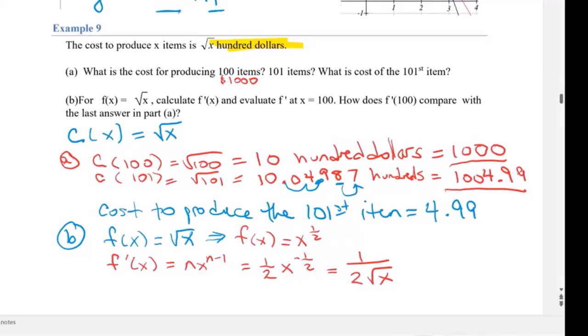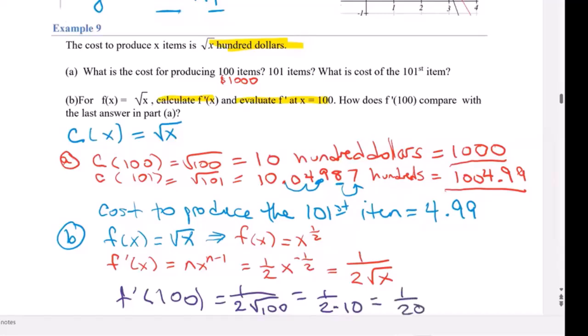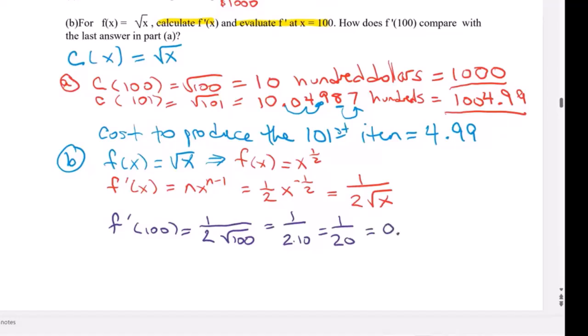Now, if we want to know what f prime is, first we calculated it, we just got it, evaluated at x equals 100. That's pretty easy. We get 1/2 times the square root of 100, which is equal to 1/2 times 10, which is equal to 1/20, which equals 0.05. Hundreds. Don't forget, we're using hundreds.